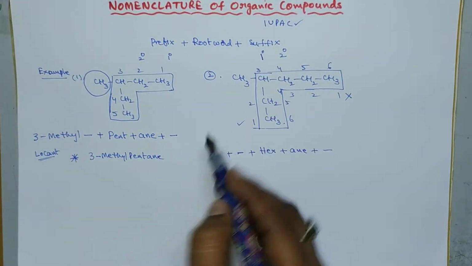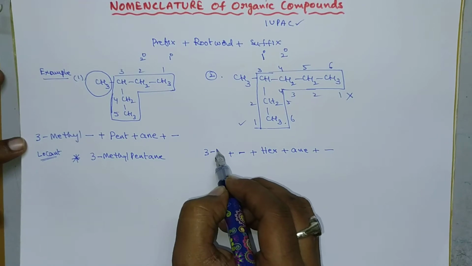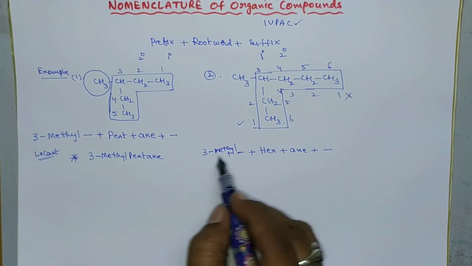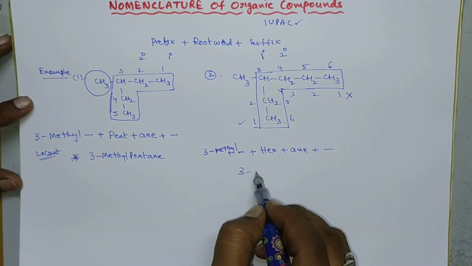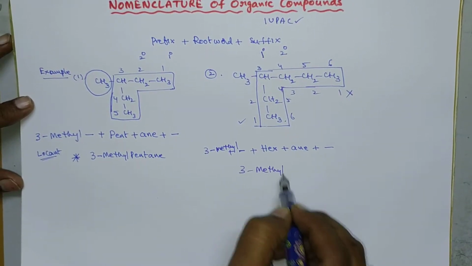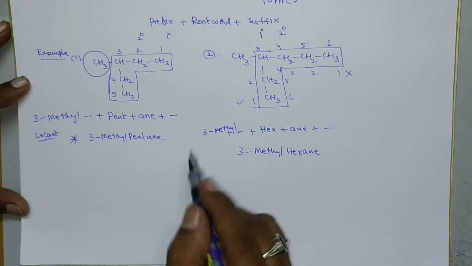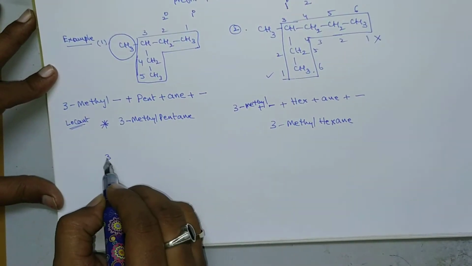So we have to take 3-methyl. So here we have to put 3-methyl. So at the third position a methyl group is there. So that's why 3-methyl hexane. So the total name is 3-methyl hexane. Okay, and next, the third one.